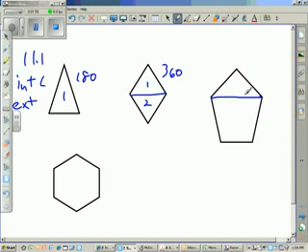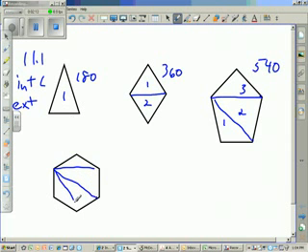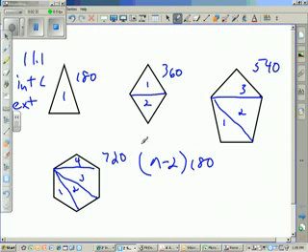A five-sided figure can be broken into three triangles, interior angle sum 540. A six-sided figure can be broken into how many triangles? Four. Interior angle sum 720. And what was the formula that we learned? You always take the number of sides, subtract 2, multiply by 180.